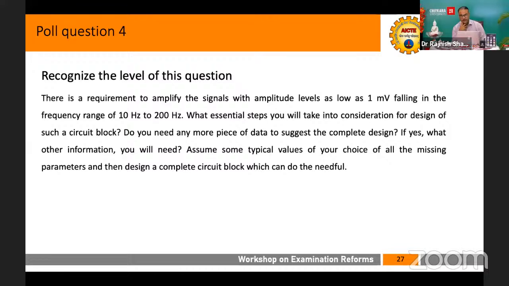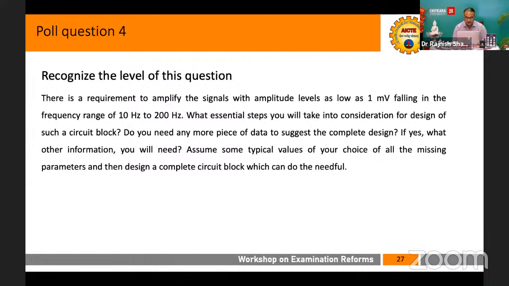So around 50% of you say it is an analysis question. Very good. Yes, part of the question is definitely analysis, because this question is divided into multiple parts. There are 2-3 questions in one question only.